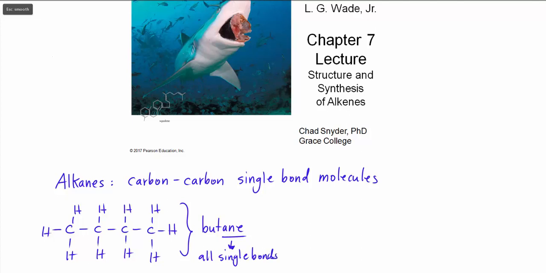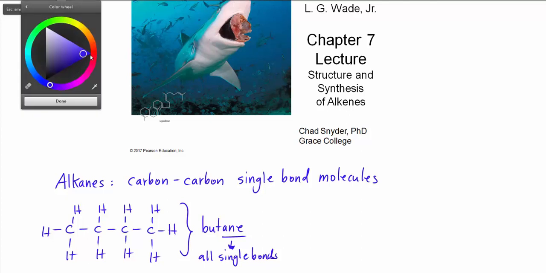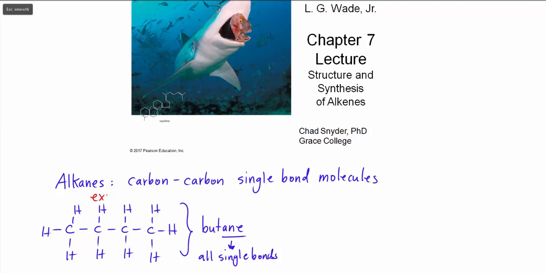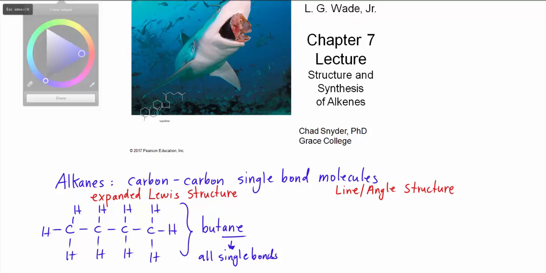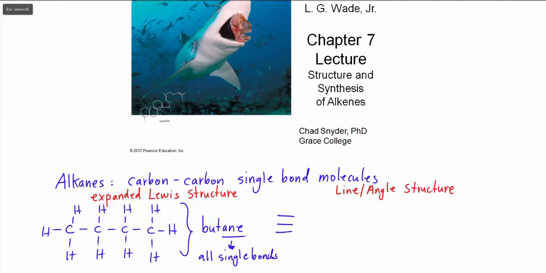Okay, now this is an expanded Lewis structure. Now we should be able to draw our line angle or skeletal structure, and this butane would be represented by these lines.